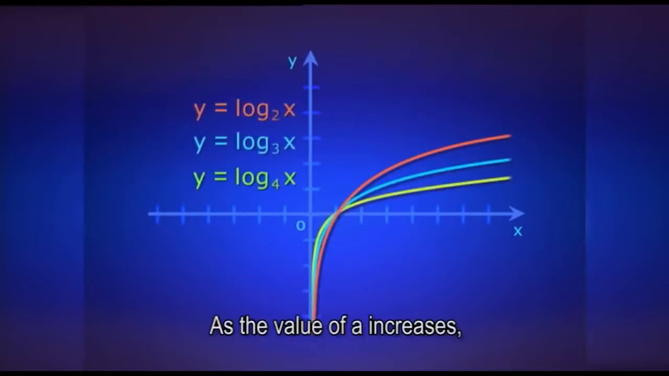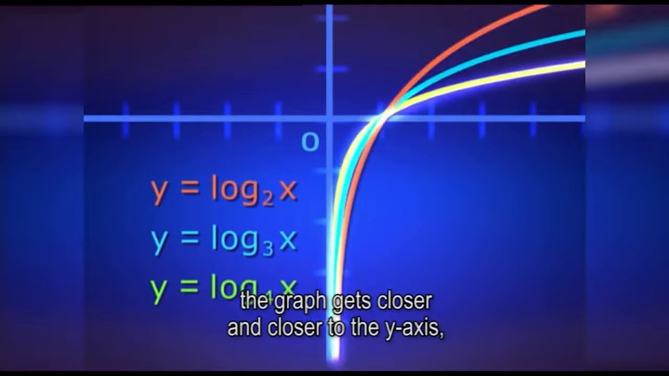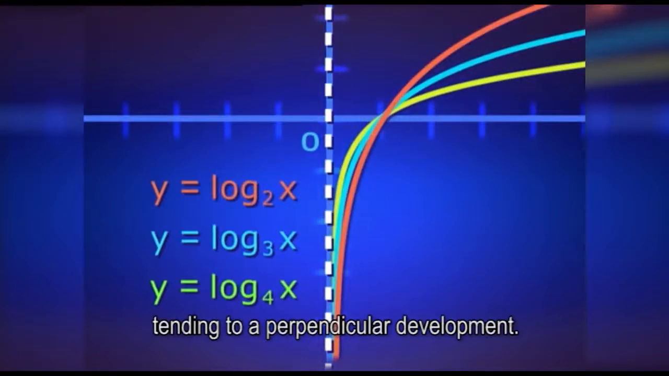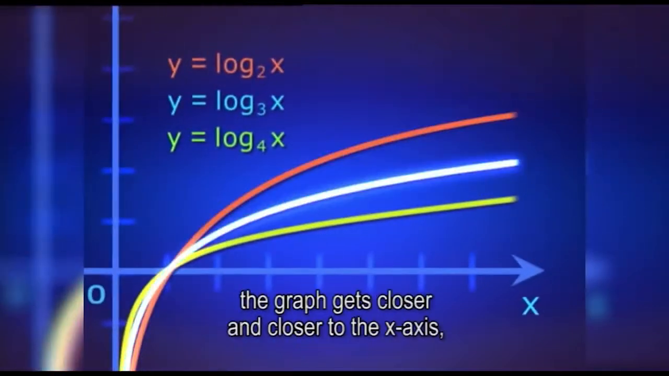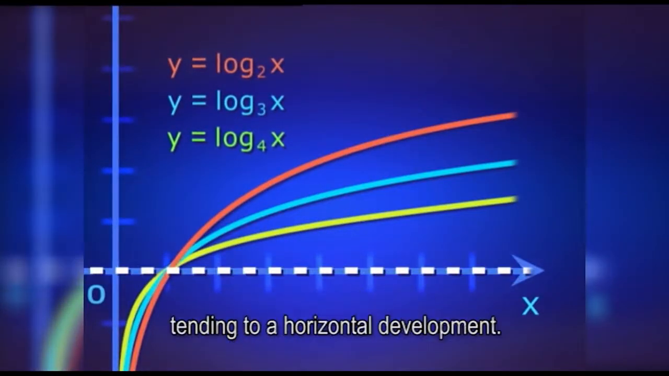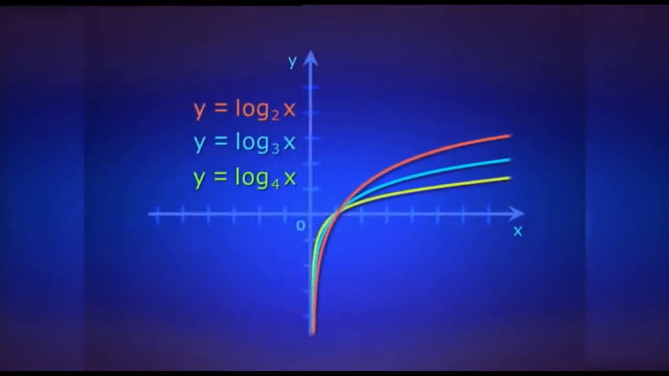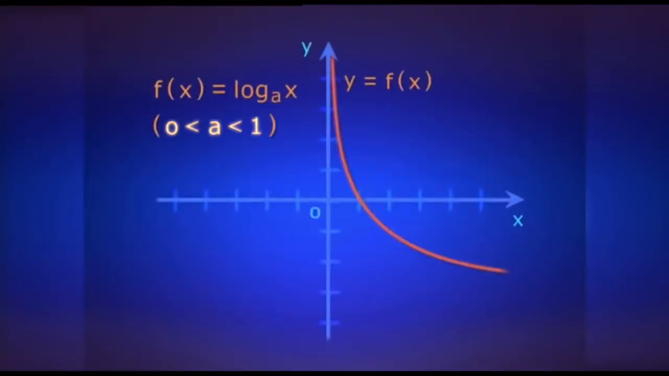As the value of a increases, the graphs get closer and closer to the y-axis, tending to a perpendicular development. At the same time, the graphs get closer and closer to the x-axis, tending to a horizontal development. Looking further at another graph of a logarithmic function, where a is greater than 0 but less than 1.